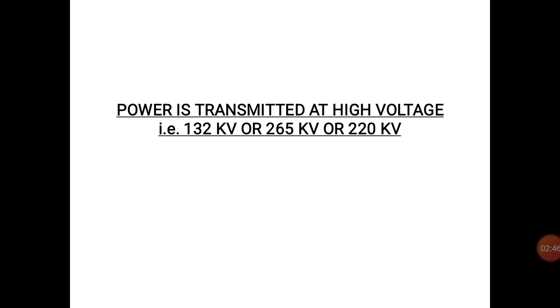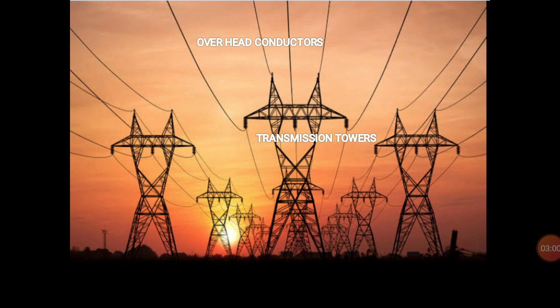The power is transmitted at high voltages, that is 132 kilovolts or 265 kilovolts or 220 kilovolts, with the help of transmission lines. The slide shows the transmission lines. The transmission line comprises two things, namely the transmission towers and the overhead conductors.